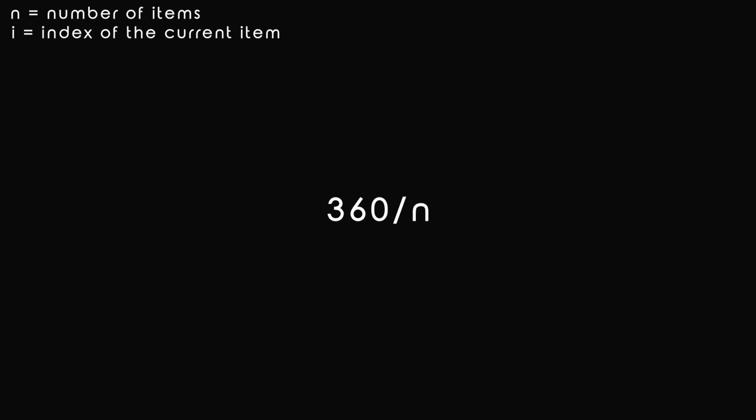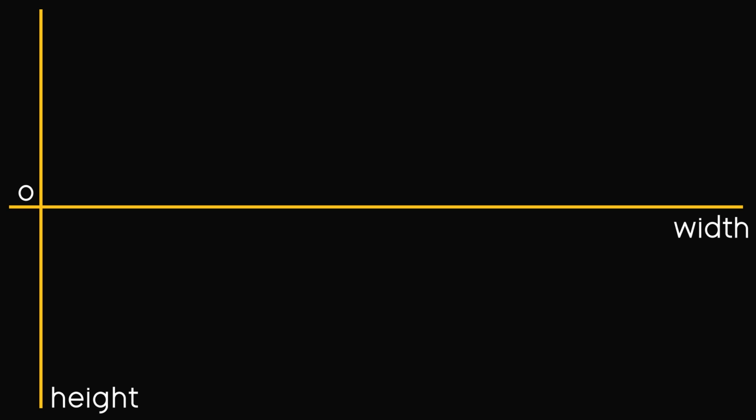For that, we will divide 360 by N and multiply it by I. Then from here we will subtract 90 because the first item has I equal to 0, so in the end the value is 0, but I want the first item to always point upwards, and therefore we have to subtract 90.